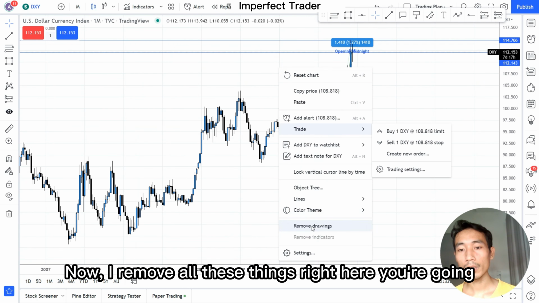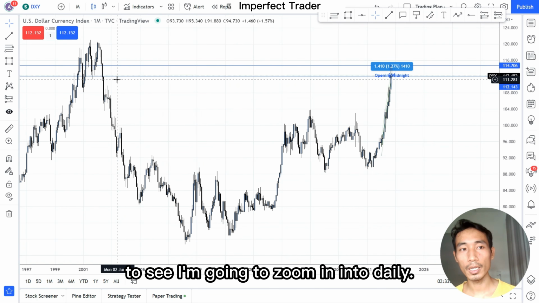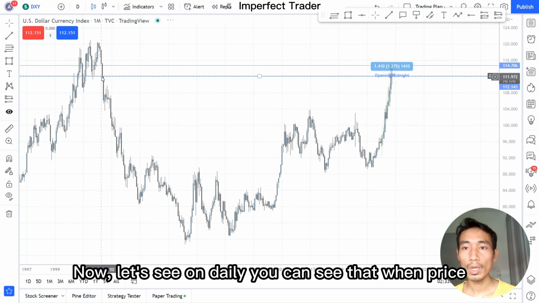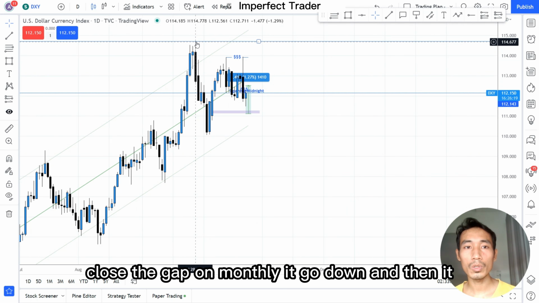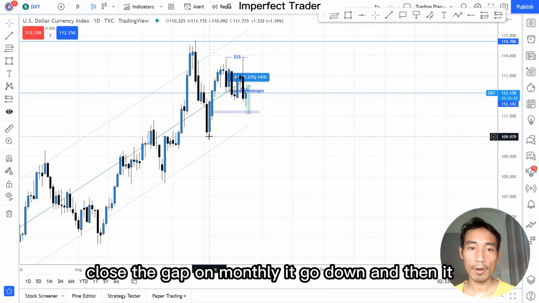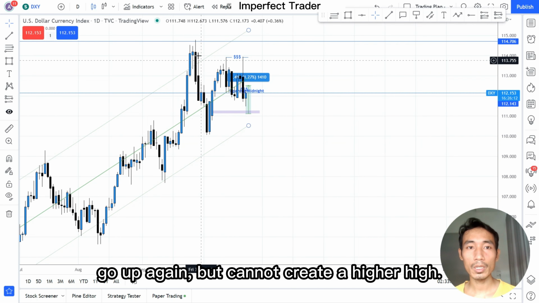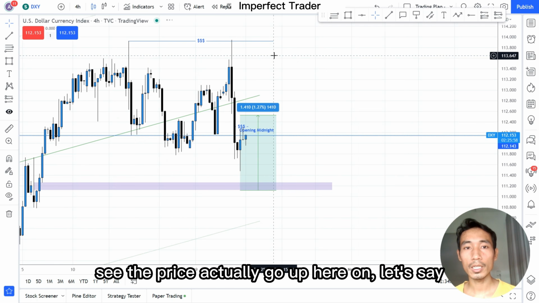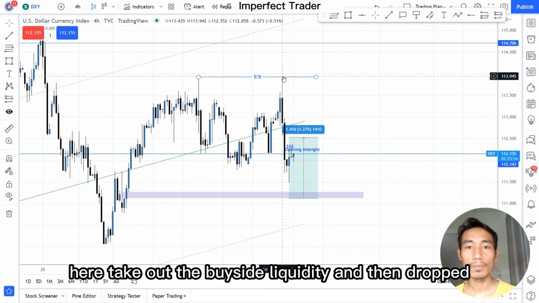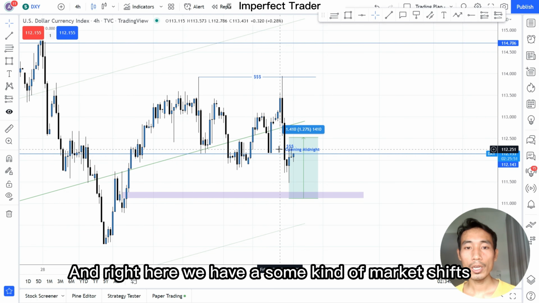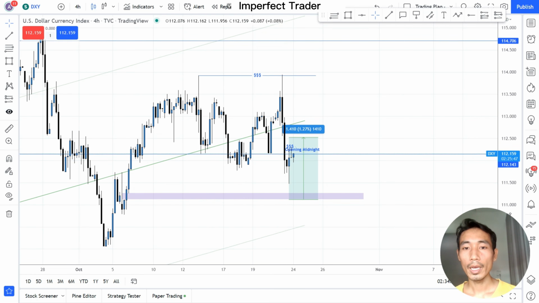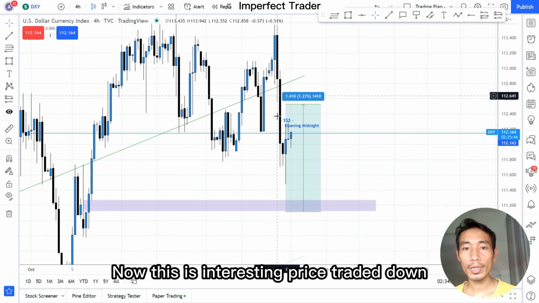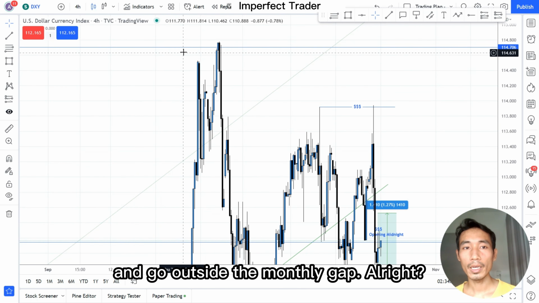Now if I remove all the things right here, I'm going to zoom into daily. On daily you can see that when price closed the gap on monthly, it went down, and then it went up again but could not create a higher high, and then it's consolidating. And last Friday, you can see the price went up here, took the buy side liquidity, and then dropped, and right here we have some kind of market shift. Now that is interesting, price traded down and went outside the monthly gap.